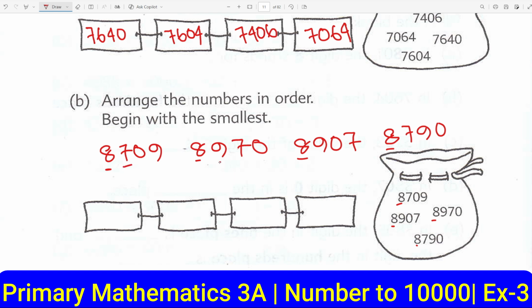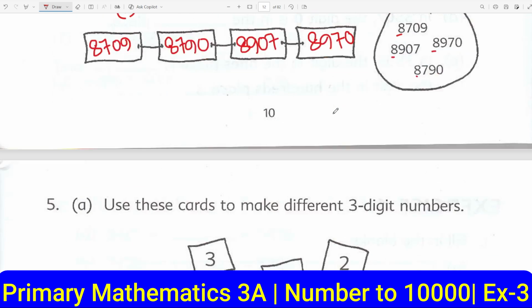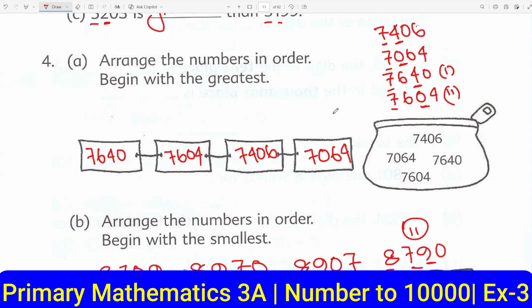Here is a 7, here is a 9, here is a 9, here is a 7. So we have to check between 709 and 790. Here is a 9, here is a 0. So this one is the smallest, 8709. The next smallest is 8790. And what about 8907 and 8970? Here is a 7, here is a 0, so we write 8907, and here is 8970. Okay, so very easily we have to find out two things: one is the greatest one and the other is the smallest one.